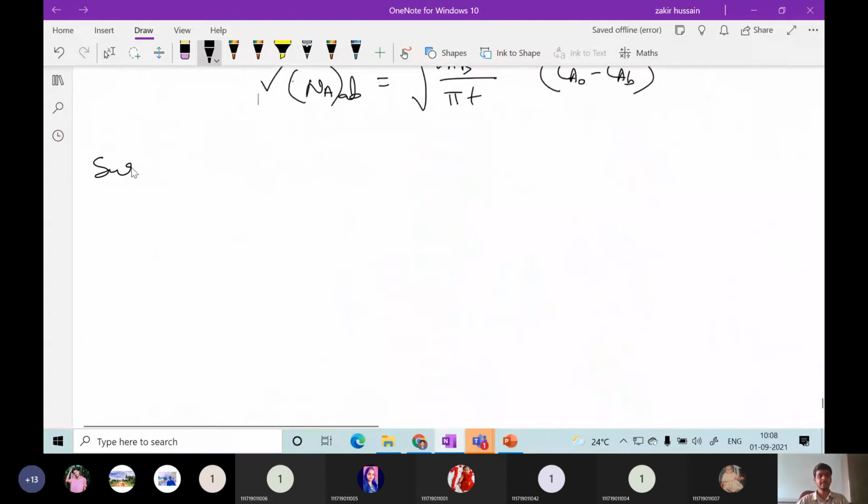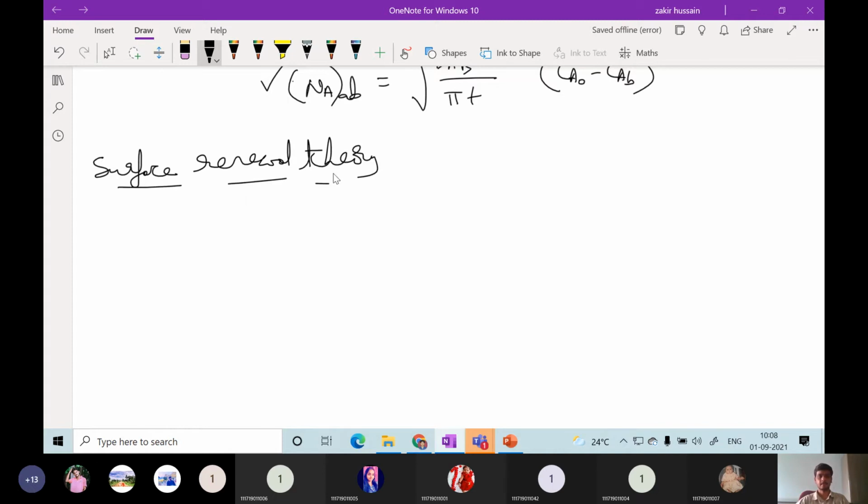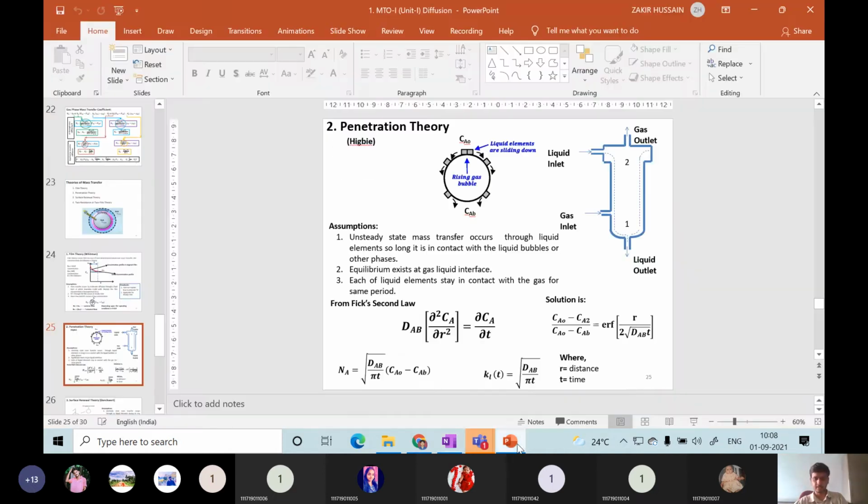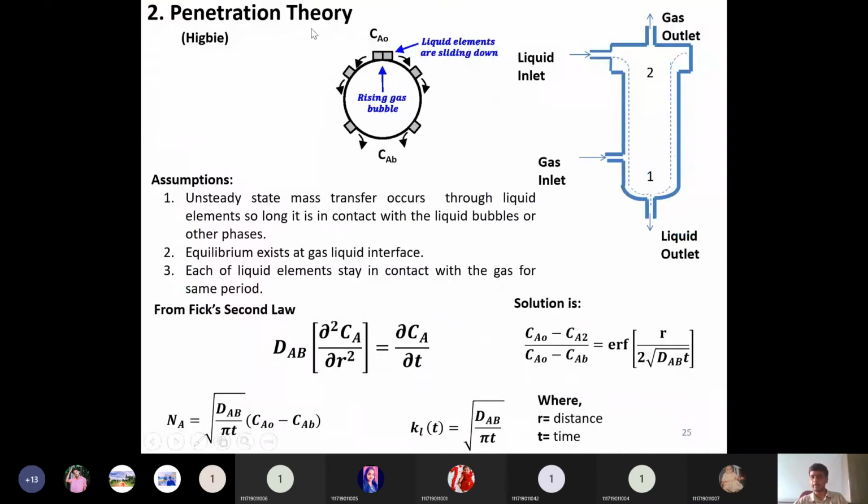Then the last theory is surface renewal theory. So you see here, this is Higbie's penetration theory. This figure I have shown here, in this absorption operation the gas goes from the bottom to top and the liquid from top to bottom. Then assumptions: unsteady state, equilibrium. Then liquid packets will stay in contact with the gas for the same period. Like this I have given, and Fick's second law of diffusion, the solution for that, and the flux equation.